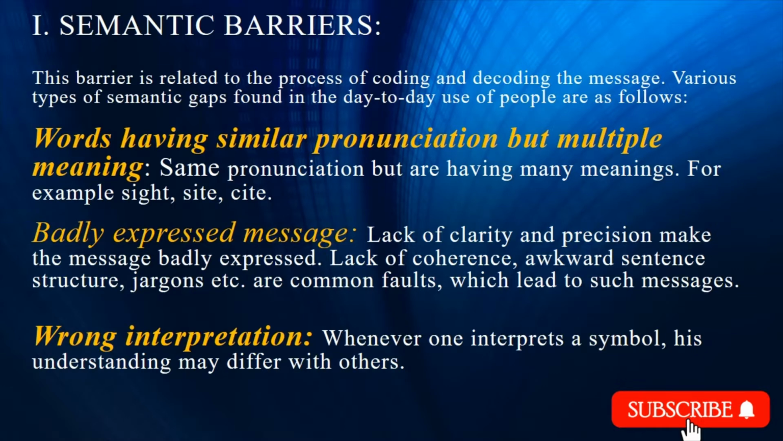For example, we can see sight, site, cite. These three words have the same pronunciation but different meanings. Sight in the sense of seeing, and site in the sense of place. So the meanings are different but the pronunciation is the same. In such conditions, these are the barriers to receiving the message.